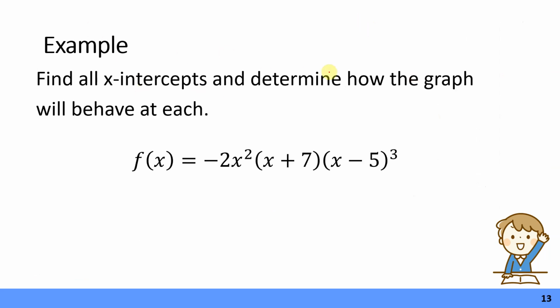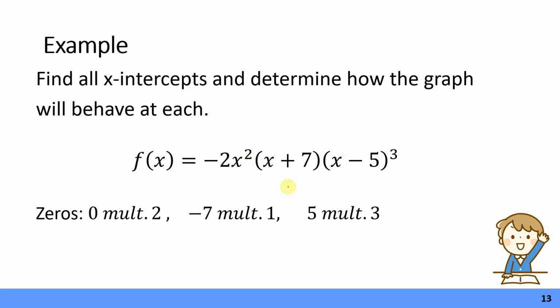Find all the x-intercepts and determine the behavior at each. So again, same thing, but look at this one. The reason I threw this one in here is because we have 2 parentheses, but we also have an x on the outside. You have to set all of them equal to 0. So if I set this equal to 0, which I'm going to do over here, I have negative 2x squared, and I set it equal to 0.